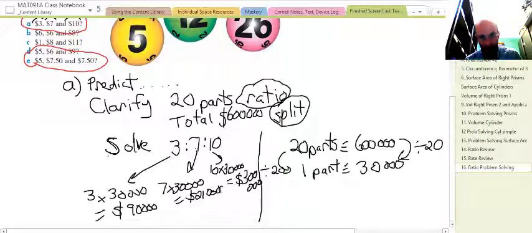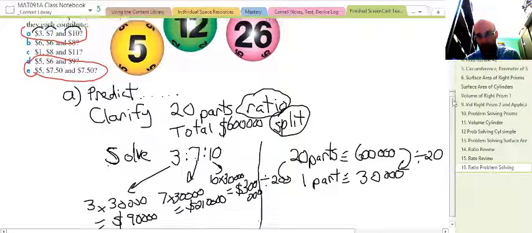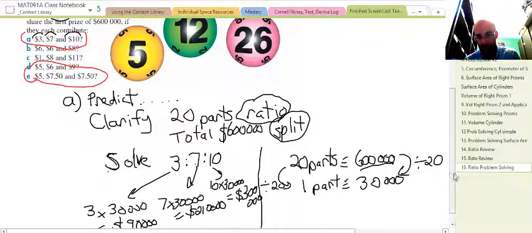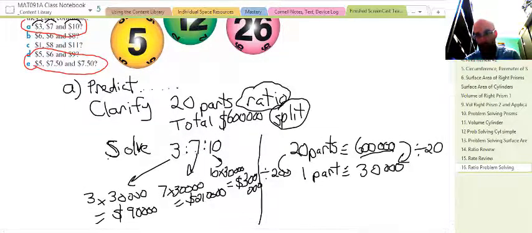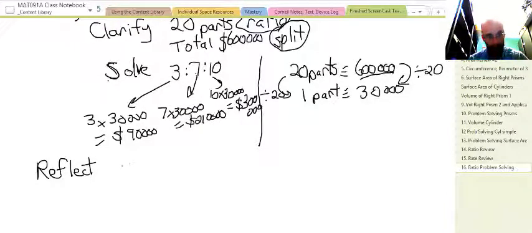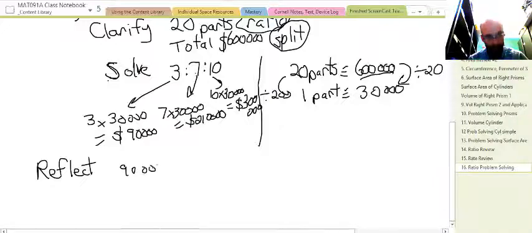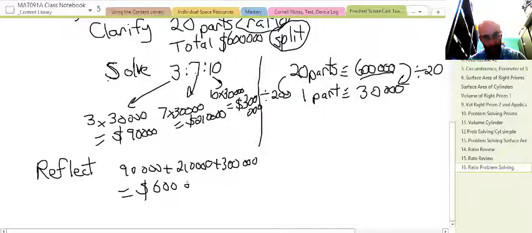Okay, sorry, in that previous one there I wrote 21,000, that should have been 210,000. So let's check that they all add up to the amount, which should be 600,000. So in the reflect part, let's have a look. Reflect, does the answer make sense? So we have 90,000 plus 210,000 plus 300,000, that's yes, that is equal to 600,000. So yes, it does stack up.